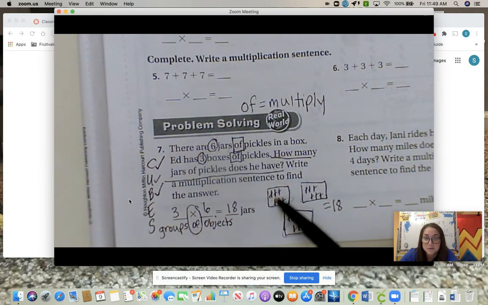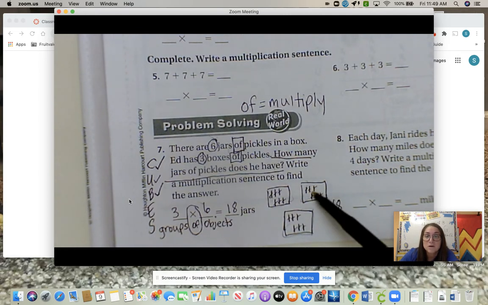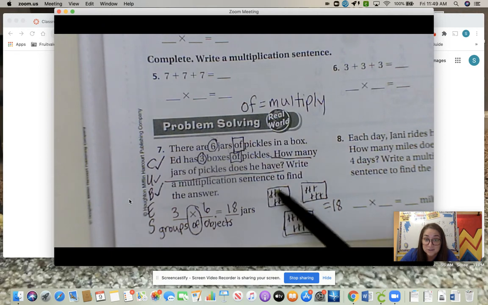So I'm going to put 6. 1, 2, 3, 4, 5, 6. 1, 2, 3, 4, 5, 6. 1, 2, 3, 4, 5, 6. Now I just count all of my jars to get my answer. So that's what I did. I counted and crossed them off and I got 18.